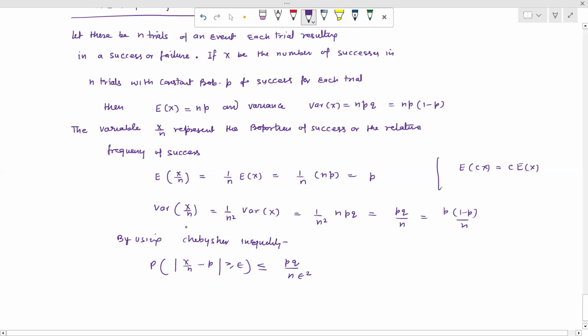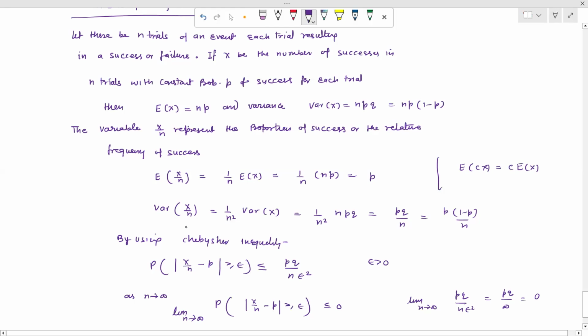When we take epsilon greater than 0, as n tends to infinity, the limit as n tends to infinity of the probability that X upon n minus p is greater than or equal to epsilon is less than or equal to 0, so equal to 0. That means when we apply the limit n tends to infinity, pq upon n epsilon square gives pq upon infinity, or something upon infinity, equal to 0.